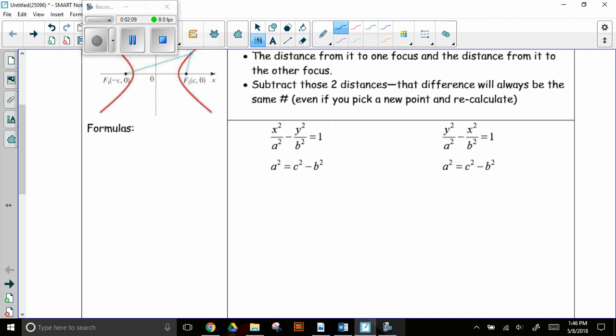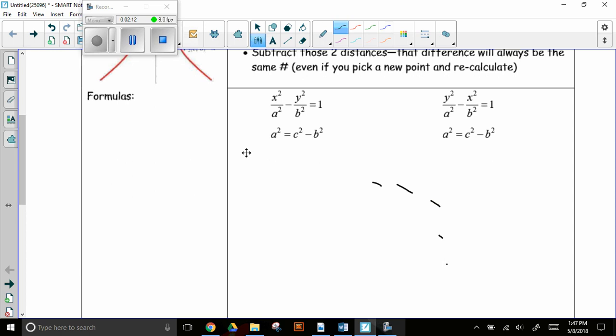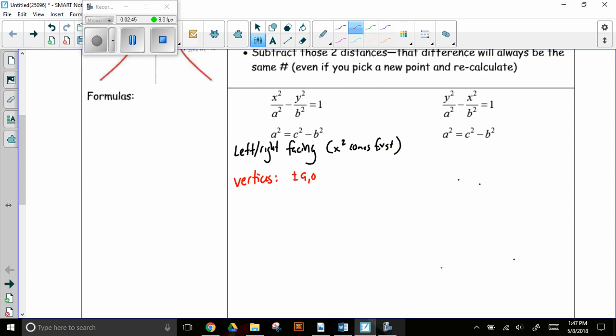Our first one, the far left one, is left and right facing. And I know that because my x squared comes first. So that's going to be worth writing down. X squared comes first. And so again, oriented left and right because x squared, which is affected by left and right movement, comes first. In this situation, my vertices are plus or minus a comma 0, just like they kind of have been. We're also given foci, which are plus or minus c comma 0.